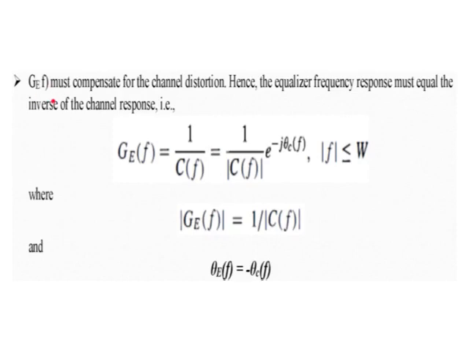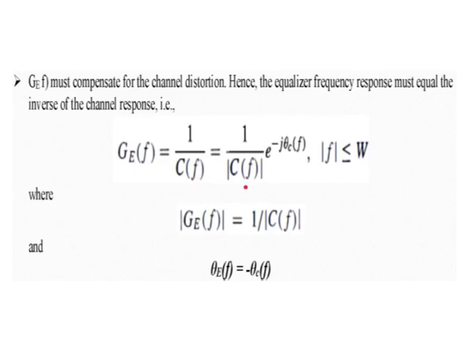The channel equalizing function, GE of f, is mainly used for what? It is mainly used to compensate for the channel distortion. Hence, we can say that this equalizer frequency response must equal the inverse of the channel response. Since it has to compensate for the channel distortion, the equalizer frequency response has to be equal to the inverse of the channel response in order to cancel that distortion. Hence, we can write GE of f as equal to 1 by C of f.